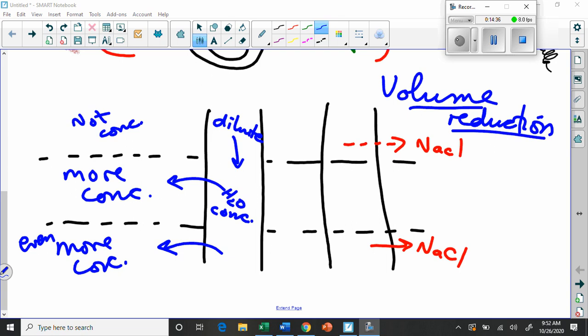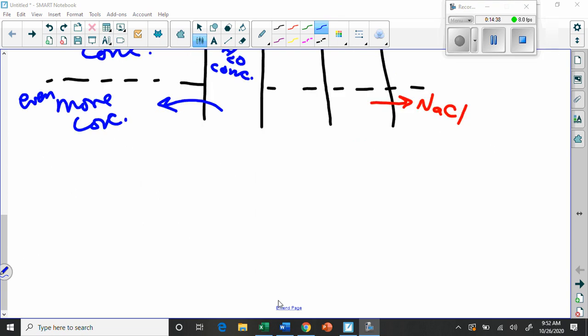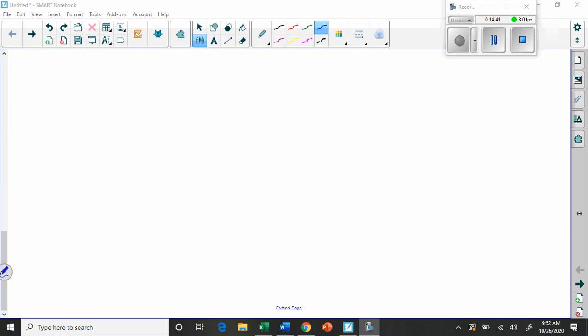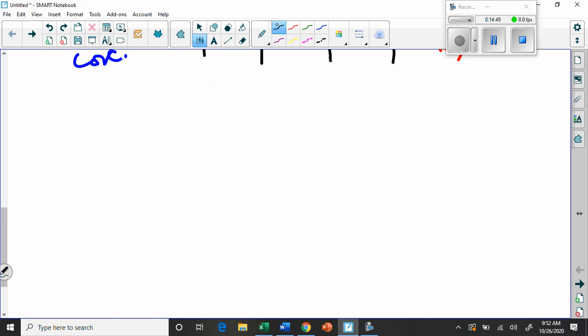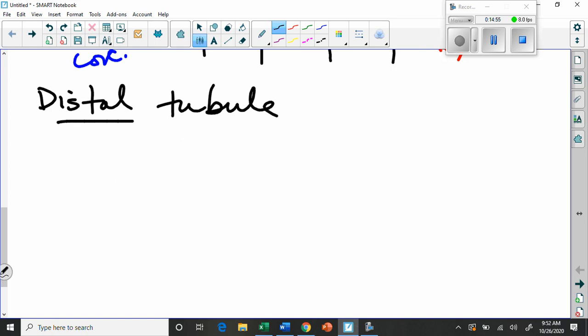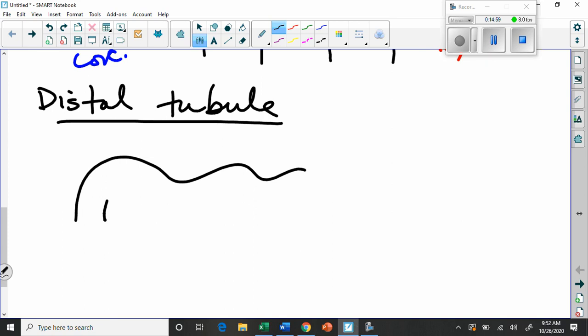Okay, let's move on then to the distal tubule, which is sort of the second last section. So now we'll talk about the distal tubule. So you come up from the loop of Henle, and now you have this wiggly sort of tube, right? Distal tubule. And we already mentioned pretty much what happens here.